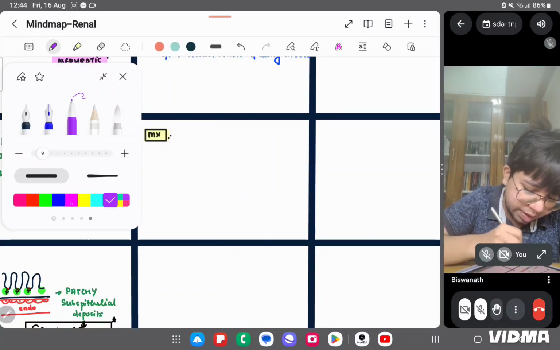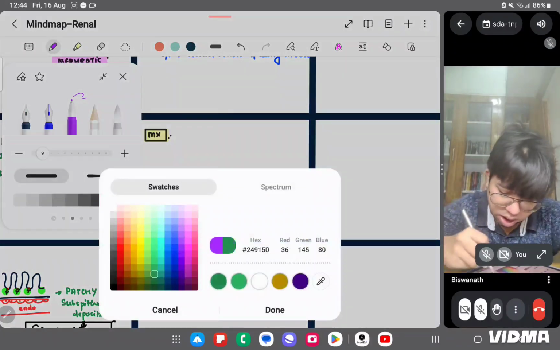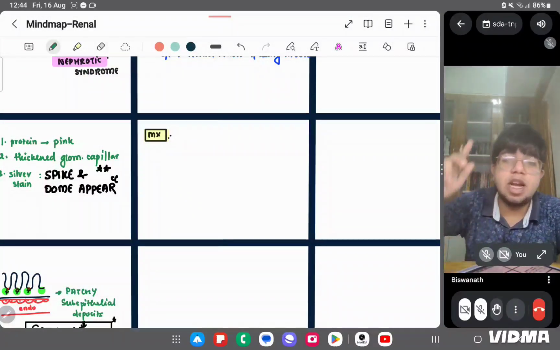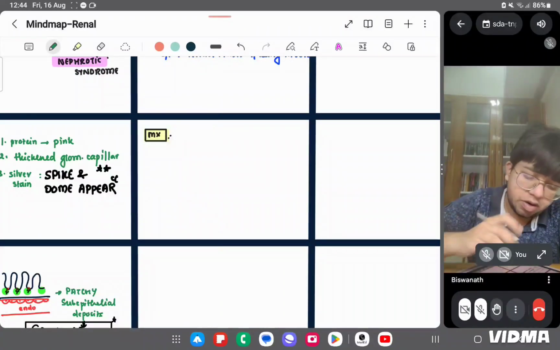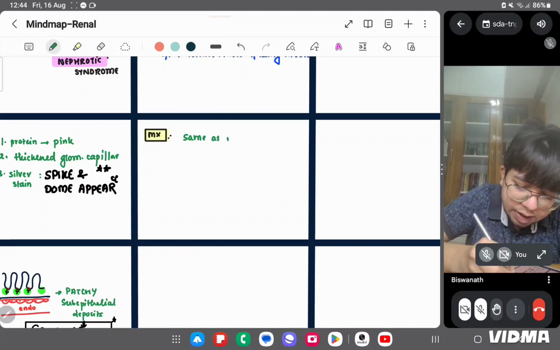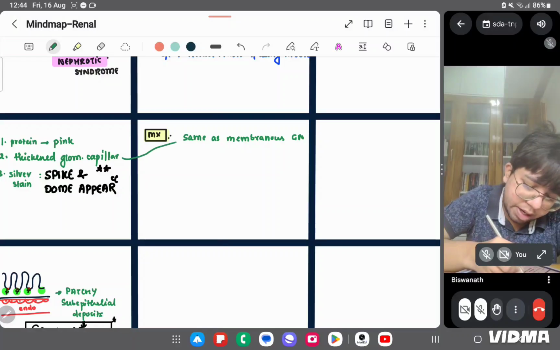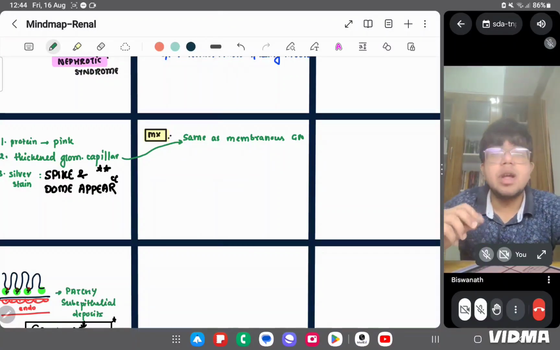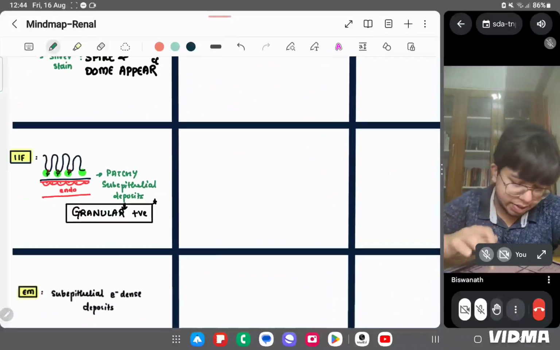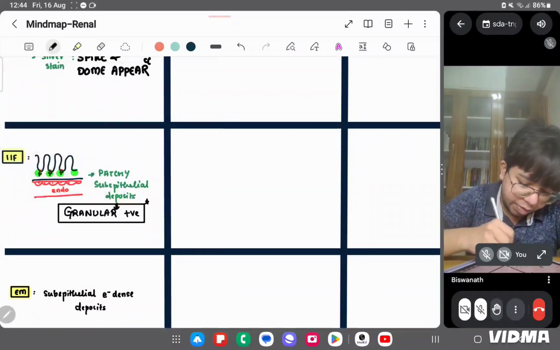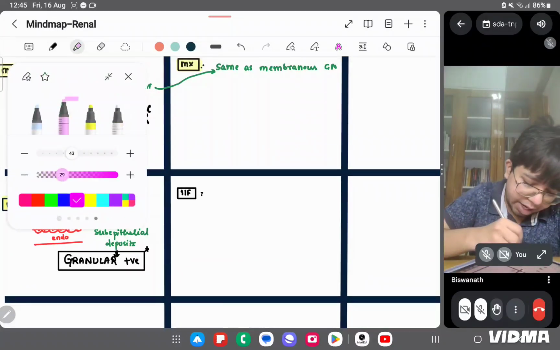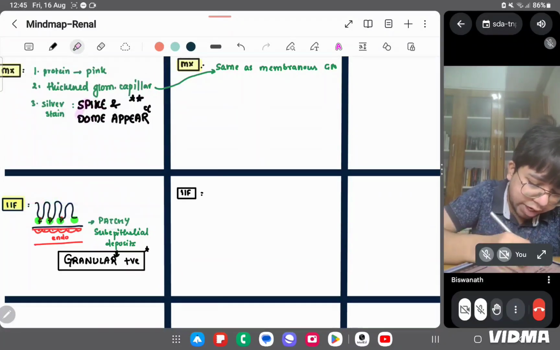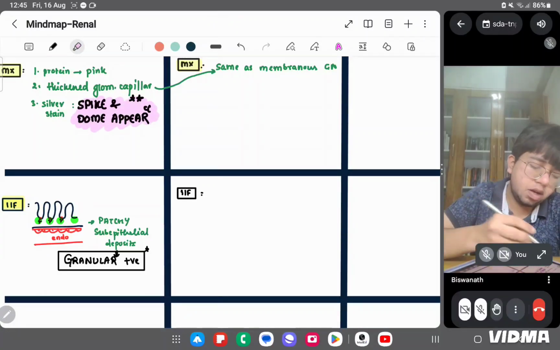Same thing, right? Let's take green color. So in microscopy, there will be the same capillary thickening. No special thing. Same as membranous glomerulonephritis, the same capillary thickening will be there. No such other things present. Then let's move to the immunofluorescence. In membranous, you have to remember the spike and dome appearance, which is a characteristic appearance, and don't forget this spike and dome appearance, which will be seen on Warthin silver stain.